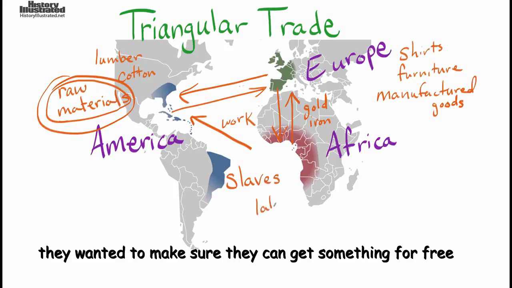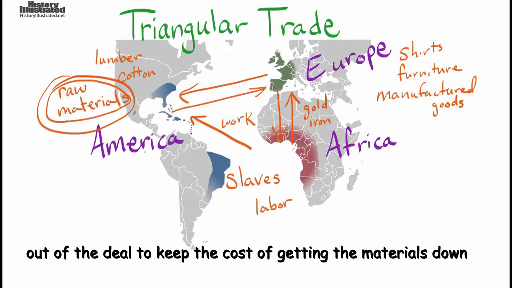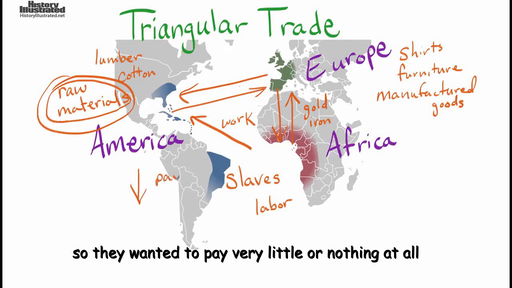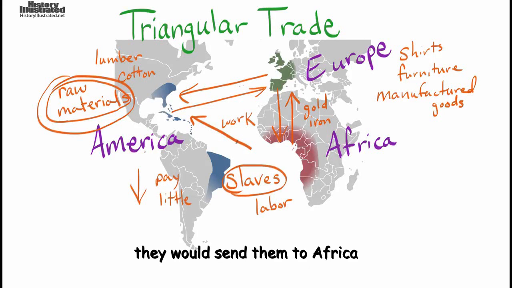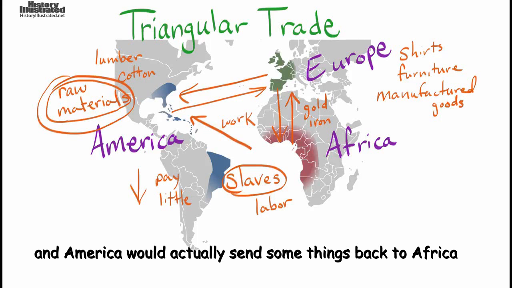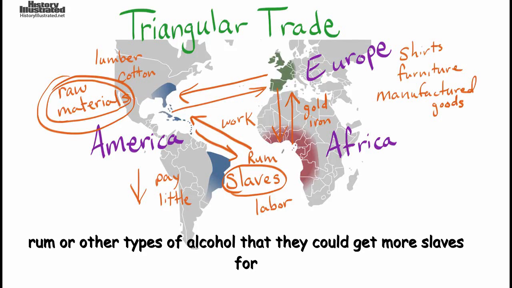So slave labor. They wanted to make sure they can get something for free out of the deal to keep the cost of getting the raw materials down. They didn't want to pay too much, so they wanted to pay very little or nothing at all. So they used slaves. They would send them to America, and America would actually send some things back to Africa too, like rum or other types of alcohol that they could get more slaves for.